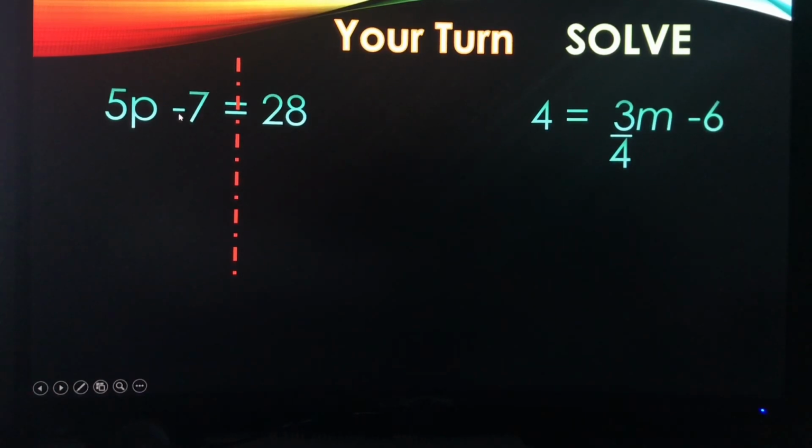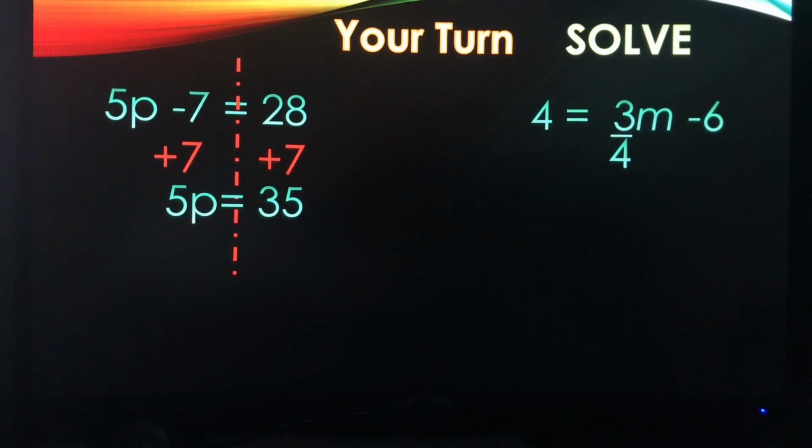Well, in order to undo subtraction, I would add 7 here. If I add it on the left side, I have to add it on the right side so that my equation stays balanced. What ends up happening is I end up with just 5p on the left and 35 on the right. Okay? So now my goal is going to be to get p by itself.